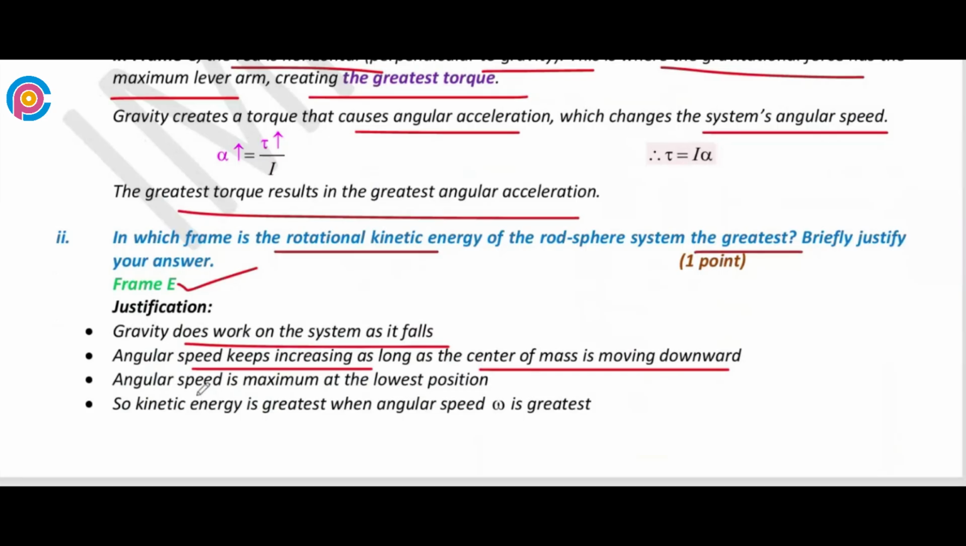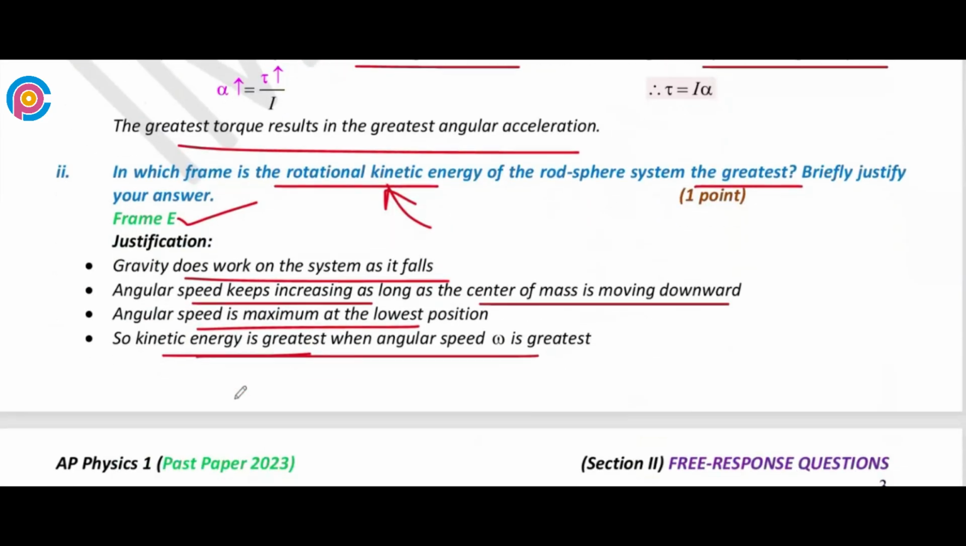The angular speed is maximum at the lowest position, so kinetic energy is greatest when omega is greatest. So we can say the rotational kinetic energy of the system is greatest when there is a maximum angular velocity. In this case maximum work has been done, so the kinetic energy is greatest. We can also explain through the work-energy principle: when work is maximum, kinetic energy is maximum. So in this case we can conclude.